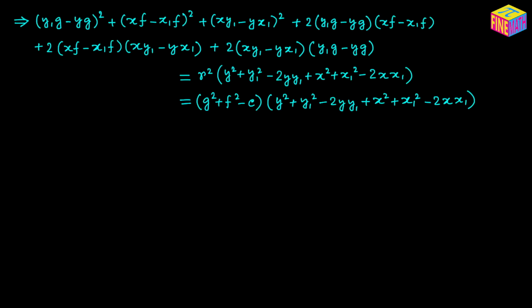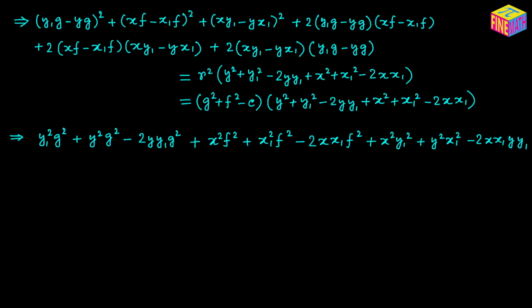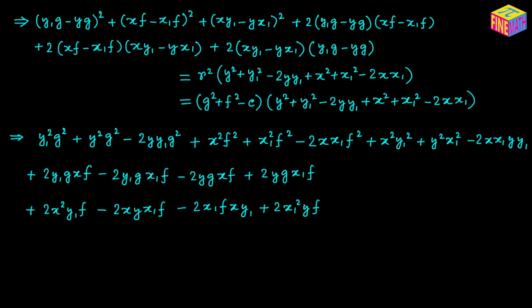In the next step, we are going to expand each of the terms on the left hand side. The first term could expand like this. Then the second and the third terms could expand like this. Then the fourth term could expand like this. And the fifth term could expand like this. And finally the sixth term could expand like this. And next I am going to expand the right hand side. The expanded form of the right hand side could look like this.